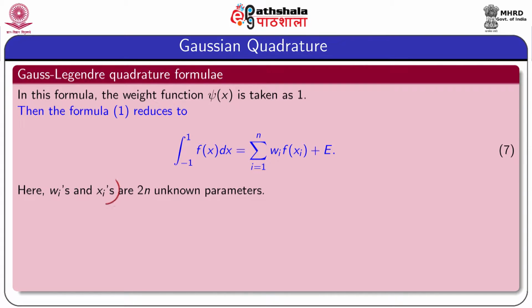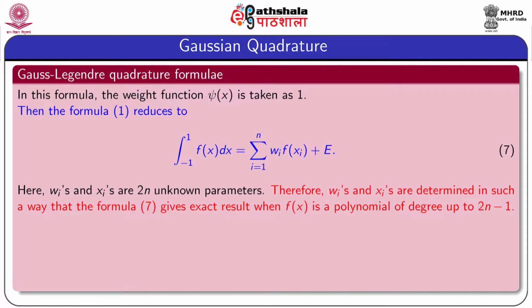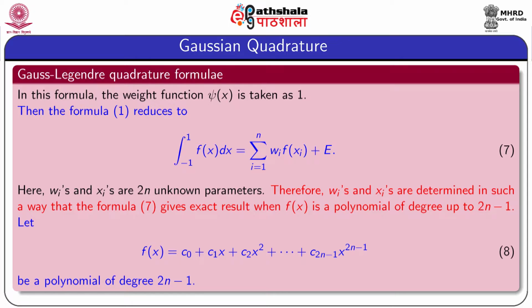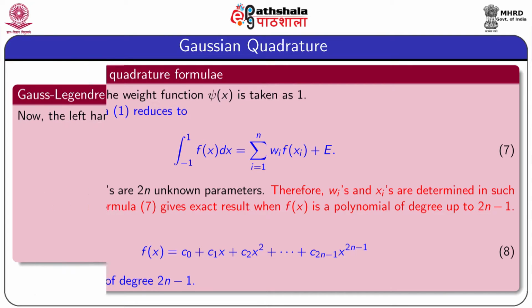Here w_i's and x_i's are 2n unknown parameters. These are called the parameters in this case. Therefore, w_i's and x_i's are determined in such a way that the above formula, that means equation 7, gives the exact result when f x is a polynomial of degree up to 2n minus 1. So, to determine the values of w and x, we consider a polynomial f x equal to c0 plus c1 x plus c2 x square up to c_{2n-1} x to the power 2n minus 1. So, this is a polynomial of degree 2n minus 1.